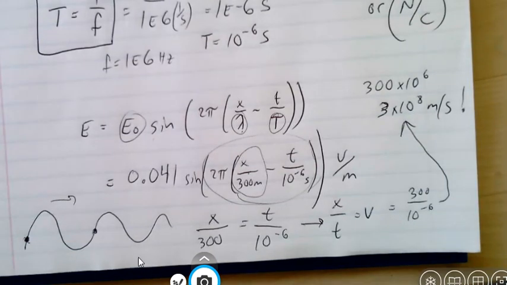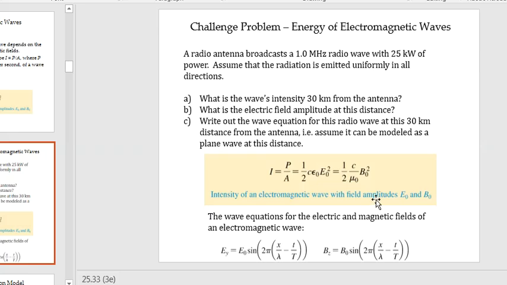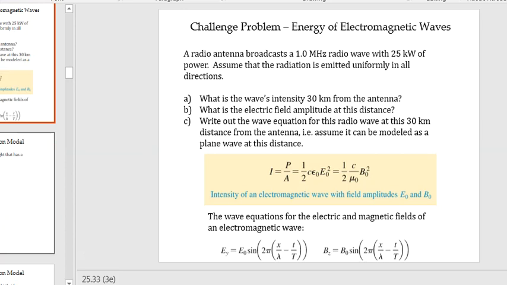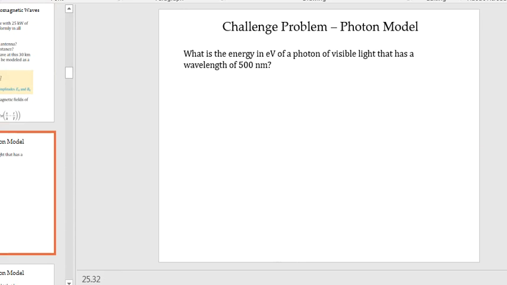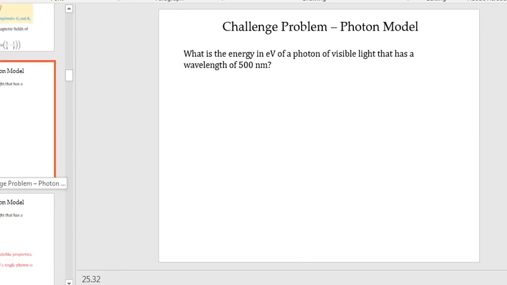You can also write the magnetic field in the same way. It's just that we'd have to use this part of the equation here to solve for B naught, and we'd put that in over here. Okay, very good. Let's talk about a new situation here, which is the photon model of light. One of the types of questions that you might see is, what is the energy in eV of a photon of visible light that has a wavelength of 500 nanometers?